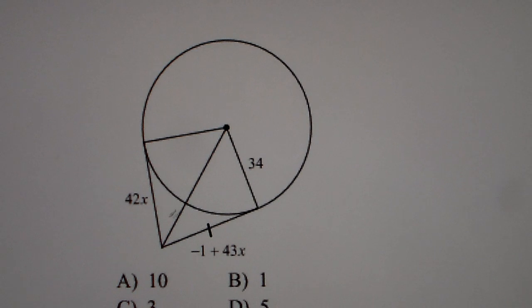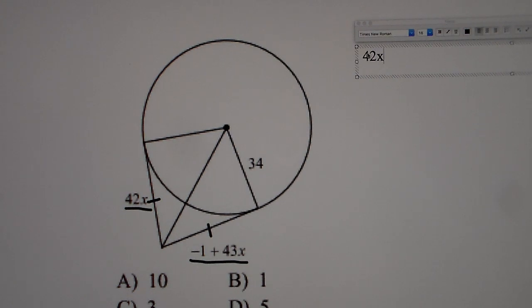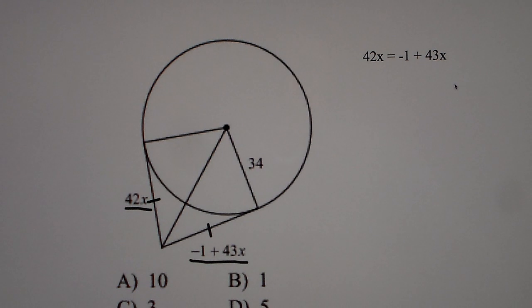Alright, look at this one. These two tangent lines, they're equal to each other. So we got 42x is equal to negative 1 plus 43x. Subtract 43x from both sides. So you get negative 1x is equal to negative 1. Divide both sides by negative 1, we get x equals 1. So it's B.